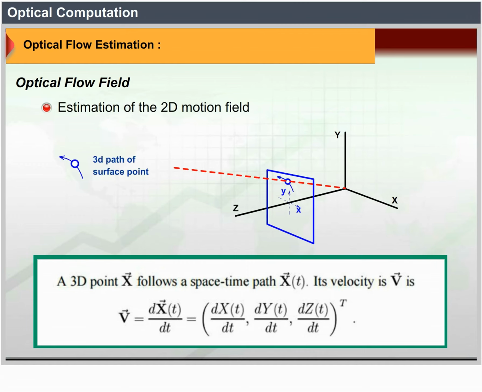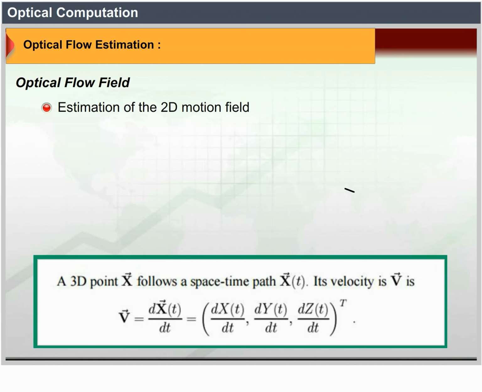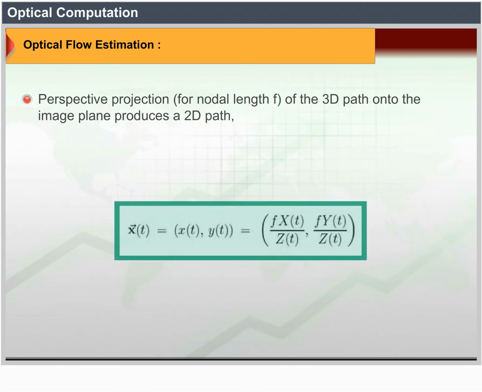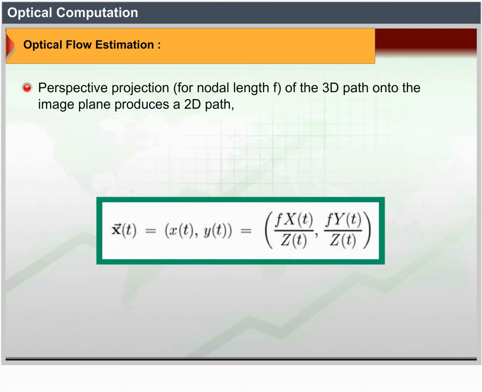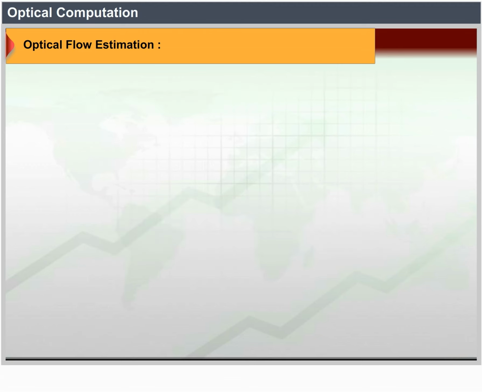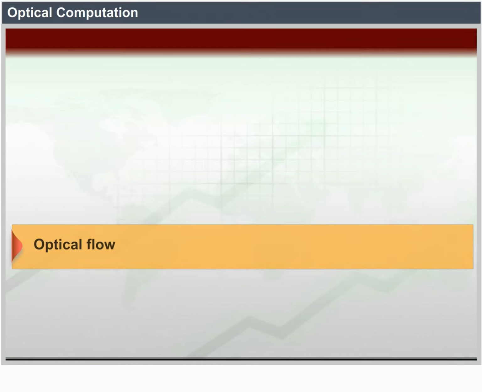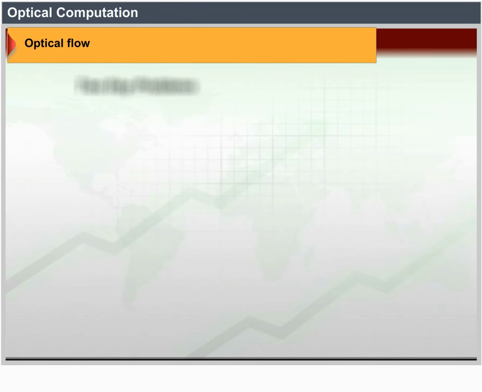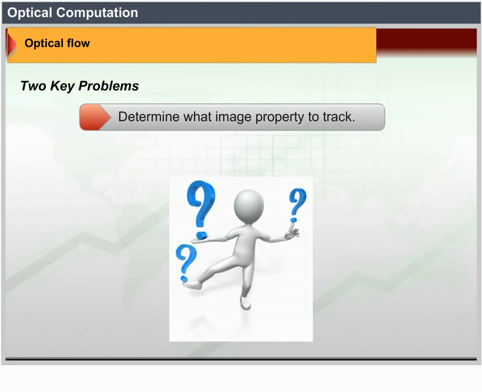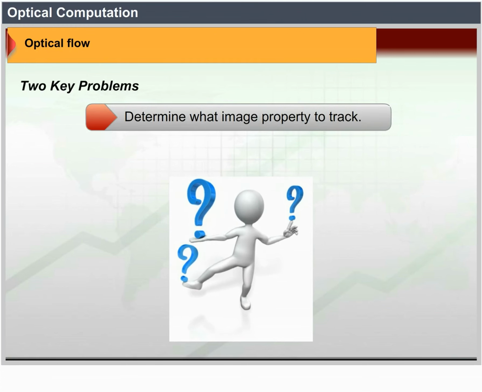A 3D point x vector follows a space-time path x vector of t. Its velocity v vector is given by the equation on screen. Perspective projection, for focal length f, of the 3D path onto the image plane produces a 2D path as shown, the instantaneous 2D velocity of which is optical flow. Two key problems: determine what image property to track, and determine how to track it.